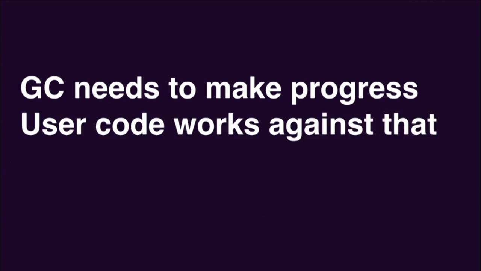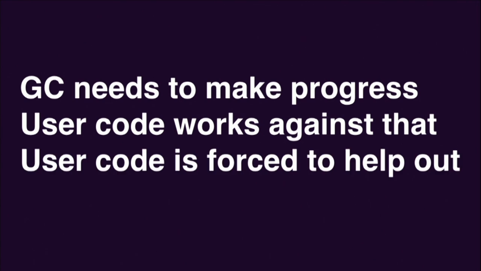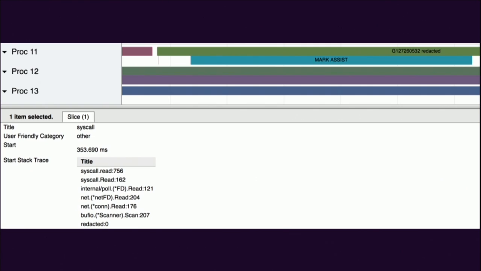User code is working in direct opposition to this. The garbage collector is trying to find all of the reachable memory. The user code is trying to make there be more reachable memory. And so these are kind of at odds. But the garbage collector is part of the runtime, and the runtime can make things do whatever it wants. And so it can force the user code to help out.